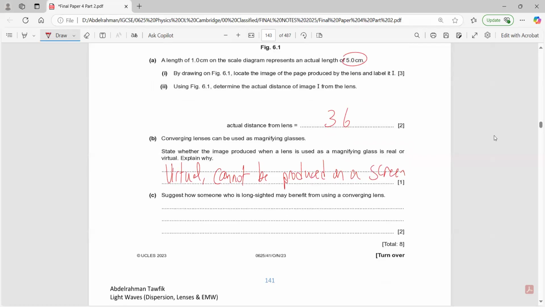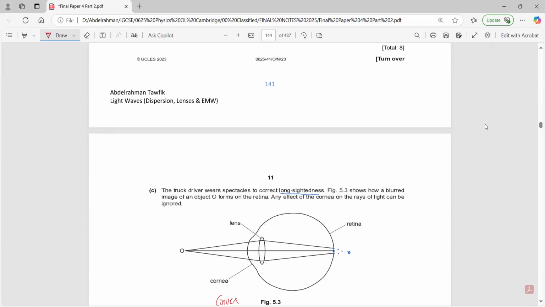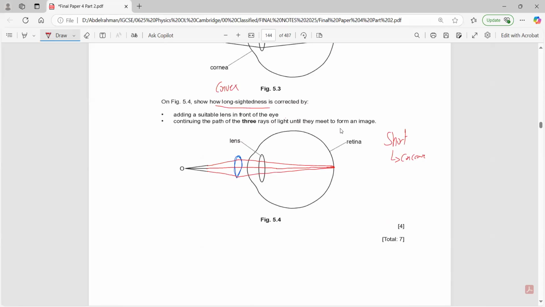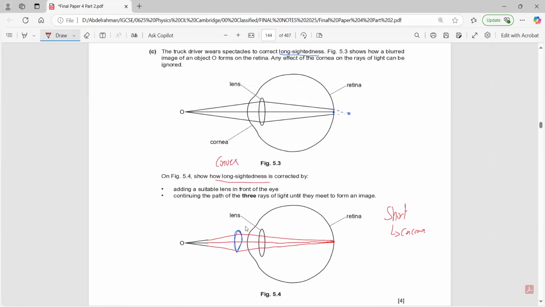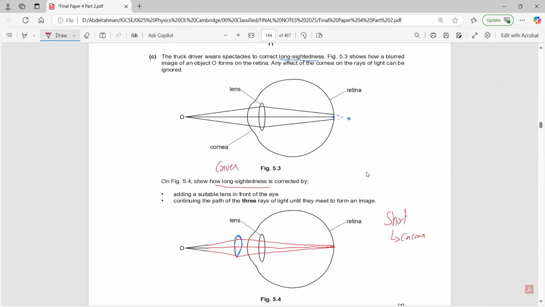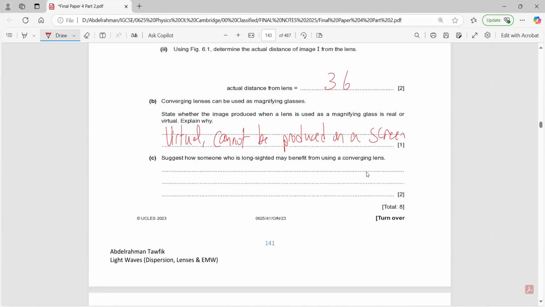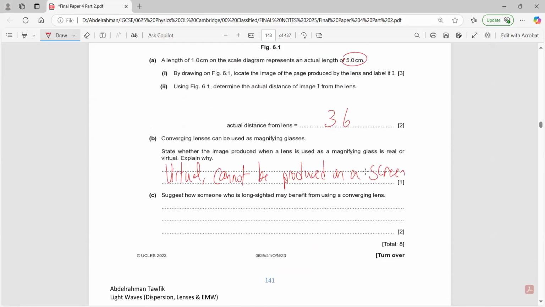Now explain how someone who is long-sighted may benefit from using a converging lens. We just solved the question using long-sightedness. How can he benefit using a converging lens? What will it do to the focal length? It will decrease the focal length. As it decreases the focal length, the image will be produced on the retina.